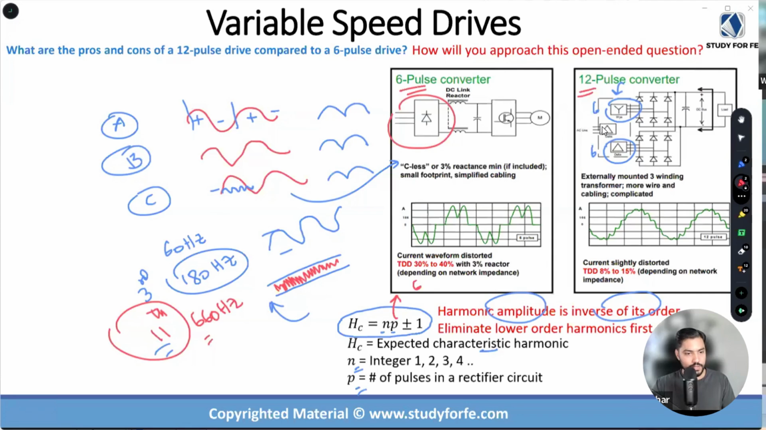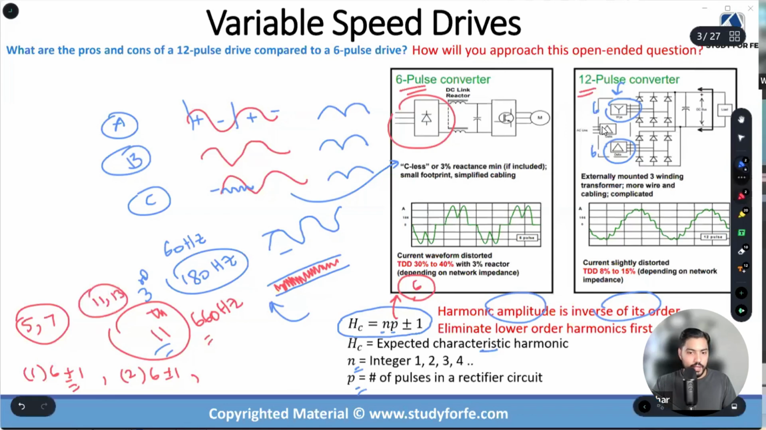So if I start with 6, I use this equation, which is 1 times 6 plus minus 1 gives me a 5, right? And then I keep on increasing. So 6 is fixed. I keep on increasing the value of n. 2 times 6 plus minus 1, that gives me an 11 and a 13, okay? So you guys get an idea that when I'm using a 6 pulse rectifier, I'll get started with as low as a 5th order and a 7th order, plus minus, right? And then I will get a 11th order and a 13th order.